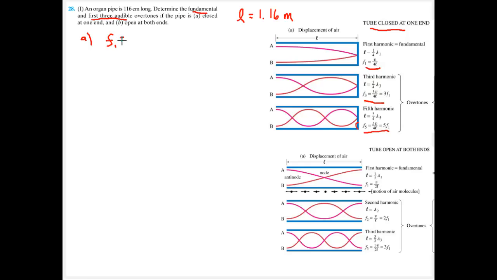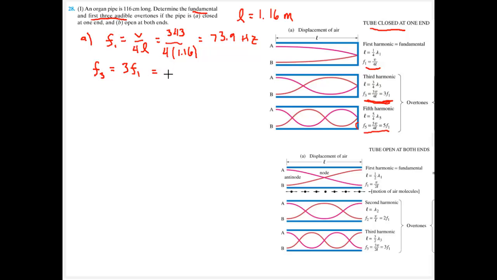So first, the fundamental is going to be the speed of sound divided by 4 times the length of the pipe, so 343 meters per second divided by 4 times the length, which is 1.16 meters, and I'm going to come up with 73.9 hertz. Now I'm looking for the next 3 overtones, which are all going to be the odd ones. So starting with 3, it's going to be 3 times the fundamental frequency, kind of right here.